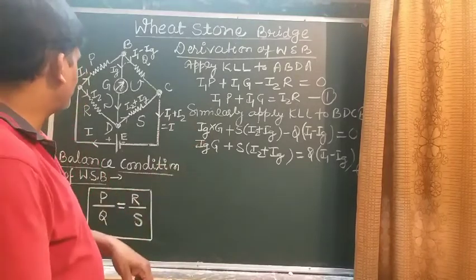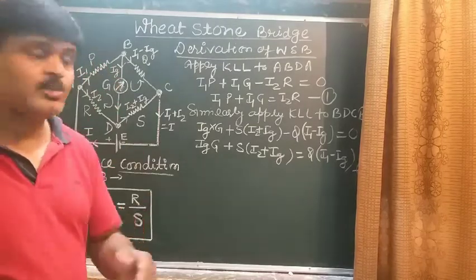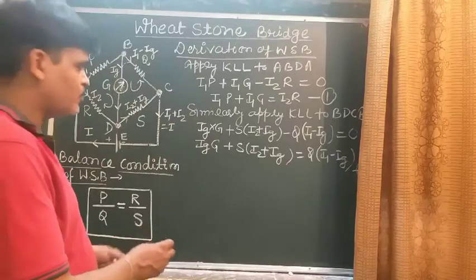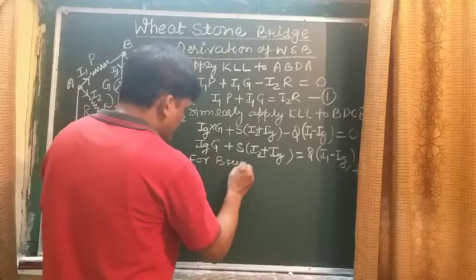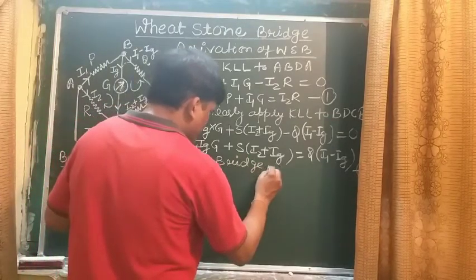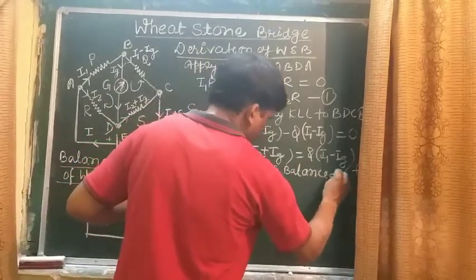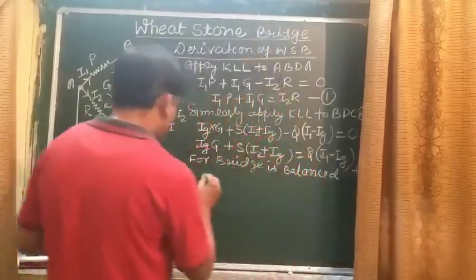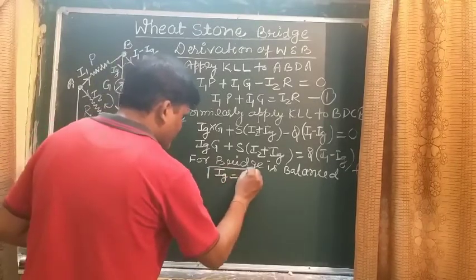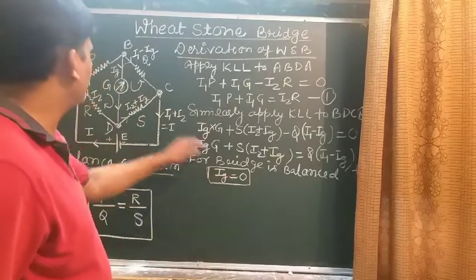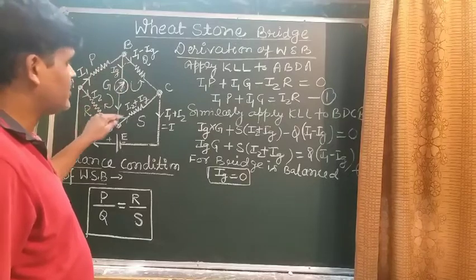Now, the balance condition of the Wheatstone bridge means there will be no flow of current through the galvanometer. It means Ig must be 0 for the bridge to be balanced. For a balanced bridge, Ig is equal to 0. It means no current flows through it. Then we can say that the Wheatstone bridge is in the balance condition.